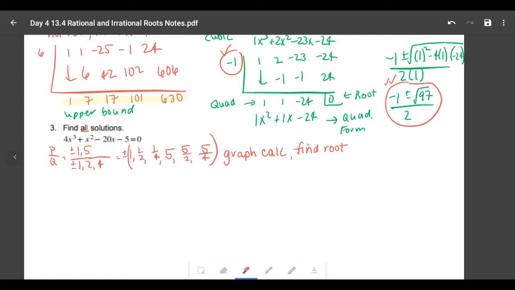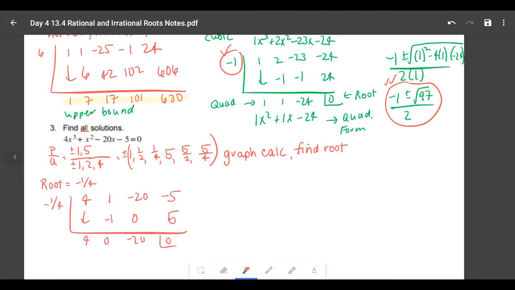All right, so now that we have found the root on our calculator, we know that the root is equal to -1/4. So I'm going to do my synthetic division with -1/4. I'm going to put down my coefficients here, and do my synthetic division. If I do it all correctly, remember I should get a remainder of 0. So if I add -5 and 5, that gives me 0, which is great because now I know that I have a quadratic that is 4x squared plus 0x minus 20.